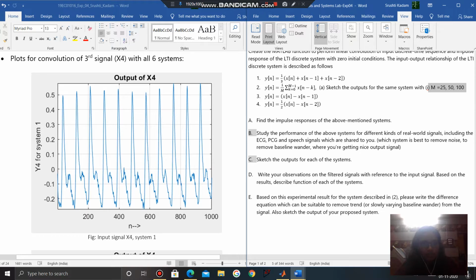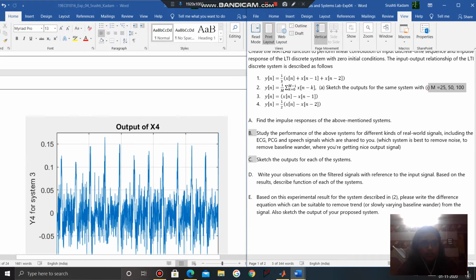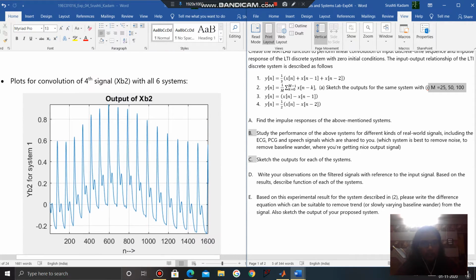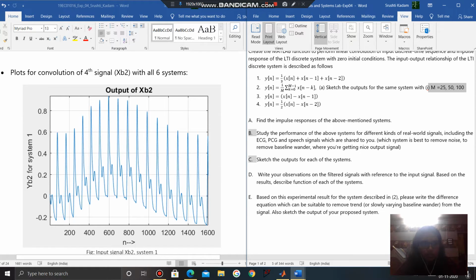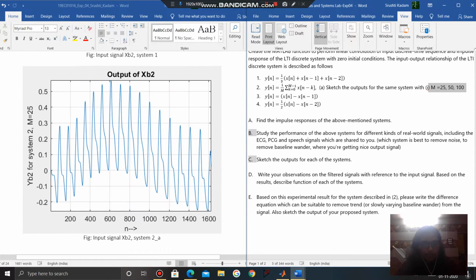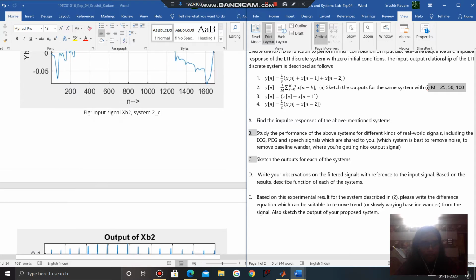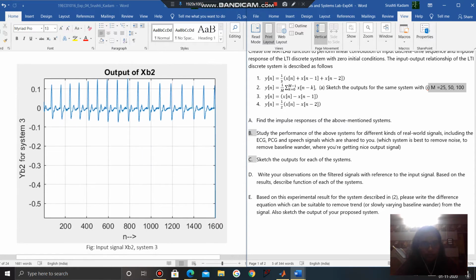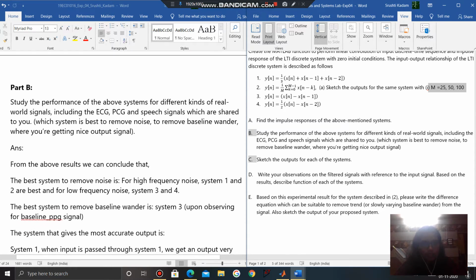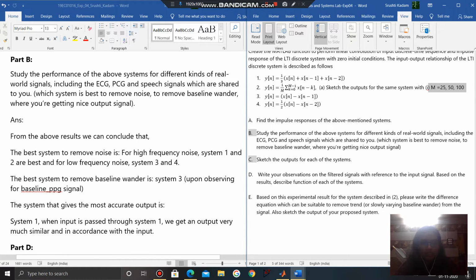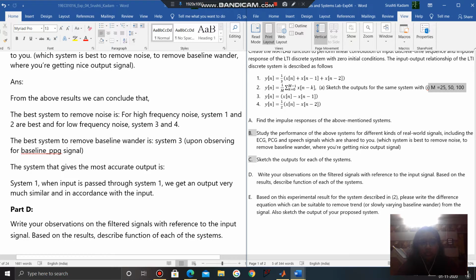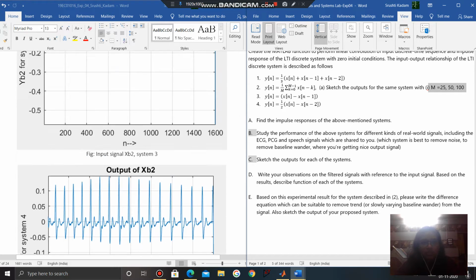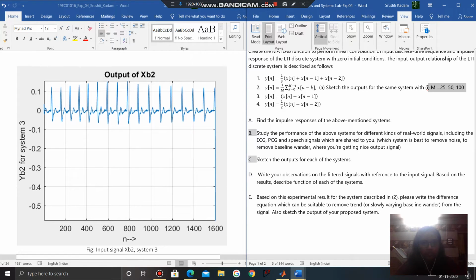Similarly, the convolution result of the third signal and our fourth signal, that is the one containing the baseline wander. From these plots, we conclude that the best system to remove high frequency noise is system 1 and 2, and to remove low frequency noise is system 3 and 4. The best system to remove baseline wander is system 3. This we observed from this particular graph.